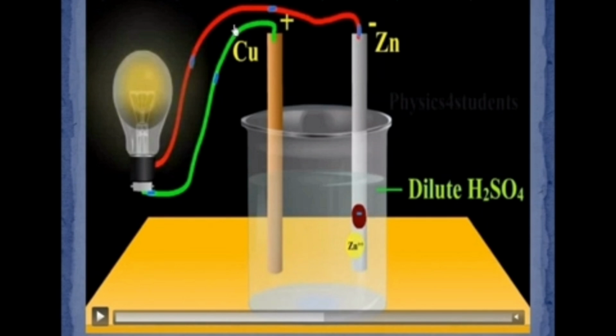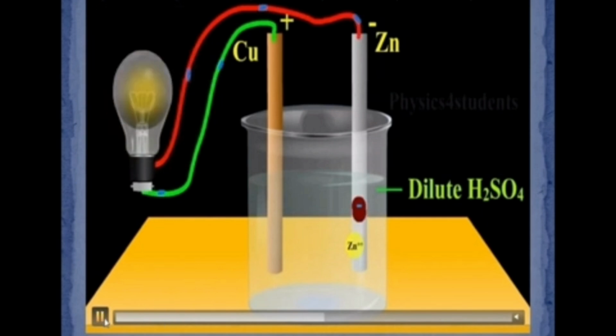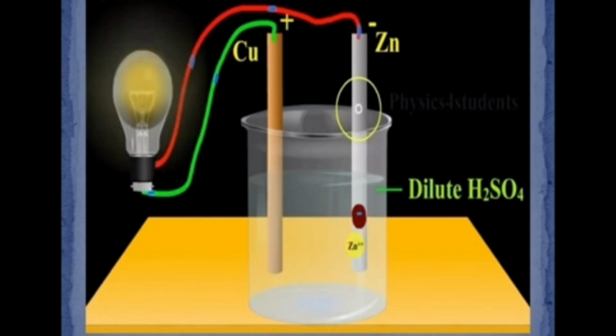So charges flow from the zinc rod to the copper rod, from one electrode to another electrode. That's called flow of current. The flow of current is produced due to the chemical reaction between the zinc rod and dilute sulfuric acid. That flow of electrons produces electricity, due to which the bulb is glowing. So this is called electric cells or batteries.